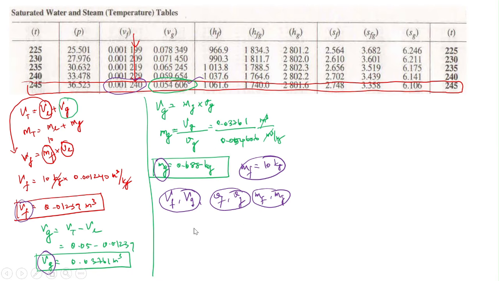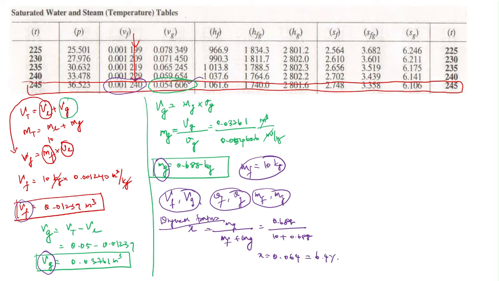Okay, here we are going to find the quality of steam. This quality of steam can be represented by the term called dryness fraction. So x is equal to mass of steam divided by mass of liquid plus mass of steam. The mass of steam is equal to 0.688, divided by mass of liquid, which is equal to 10, plus mass of steam 0.688. Finally, after substituting, we are getting the steam quality equal to 0.064, which is equal to 6.4 percentage.